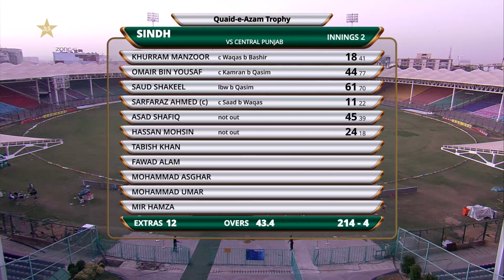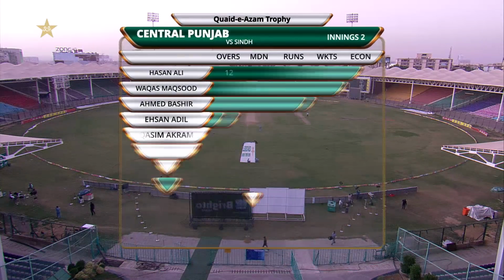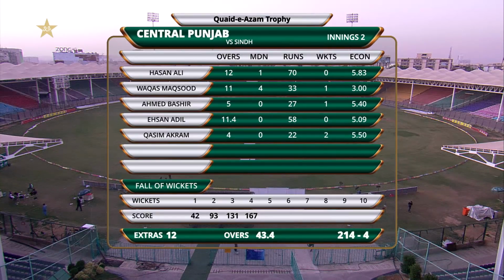Well, what a match that was, and Sindh played so well. They had their work cut out, and everyone contributed, right from the opening partnership to a brilliant 61 from Saud Shakil, 45 Asad Shafiq, Hassan Mohsin, the youngster, pitching in with not out 24. They made sure that they don't deviate from the target, made up their mind and got to the total and won it by 6 wickets.